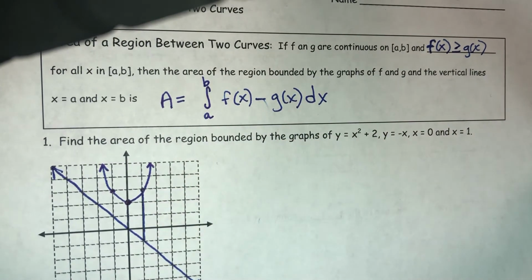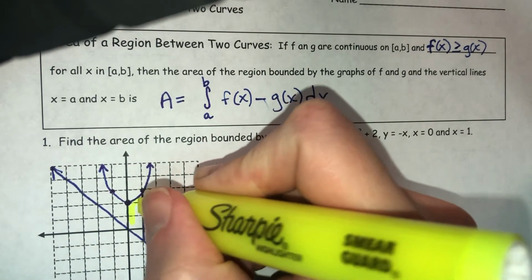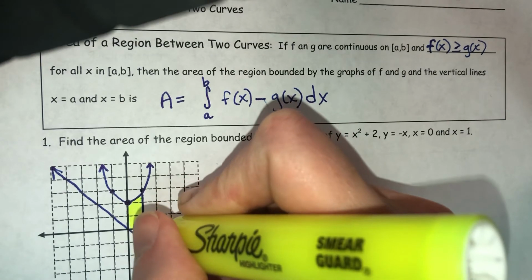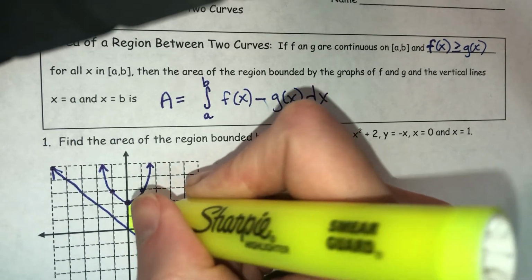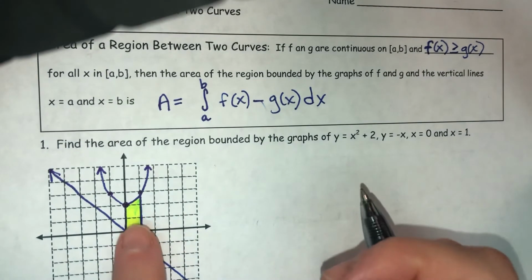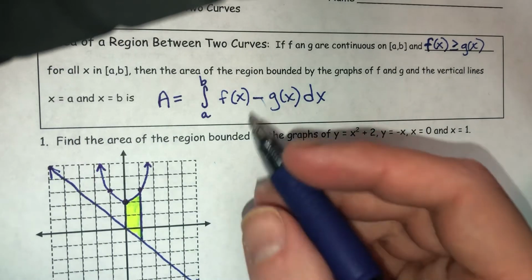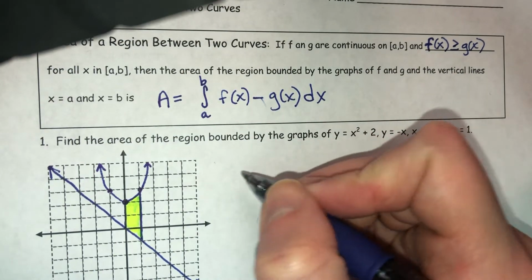So we're finding the area of this region that I am coloring in with a yellow highlighter. It looks a little bit like a trapezoid, but this edge is curved. So we are going to find the exact area, not an approximation, but the exact area for this region.